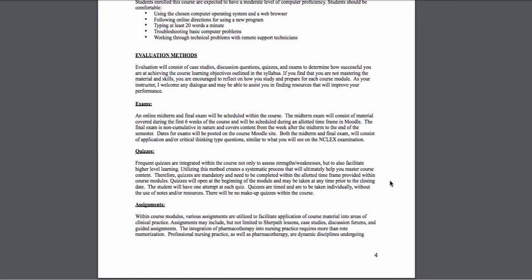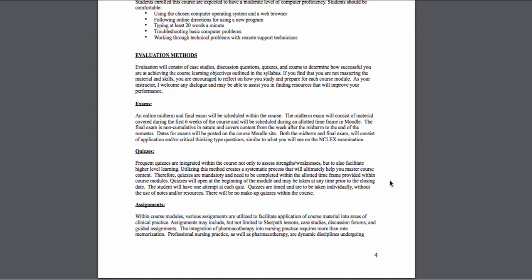Our course exams are online. We'll have a midterm and a final exam. Both the midterm and final are non-cumulative. So the midterm will consist of the material from the first 6 weeks of the course, and the final will be basically 7 weeks on. I do give a fair amount of time to complete the midterm and final exam.